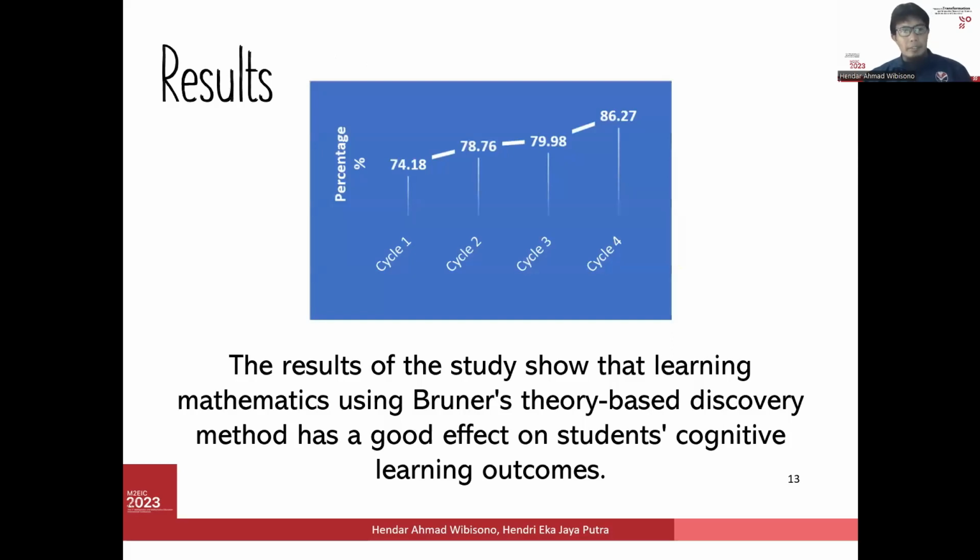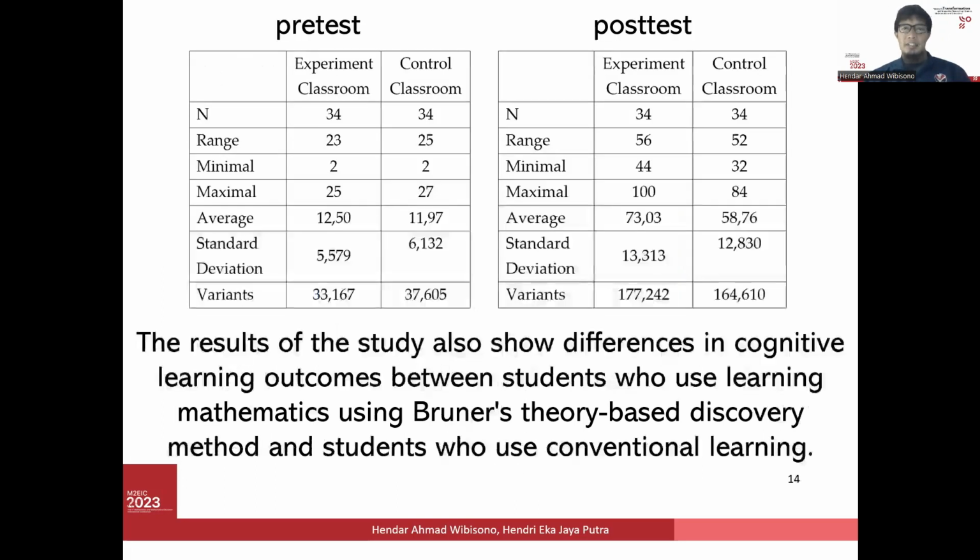And take a look, the result of the study shows that learning mathematics using Bruner theory-based discovery method has a good effect on student cognitive learning outcomes. Yeah, thank God, my method really works. In the first cycle, there's no result yet, but in cycle 2, cycle 3 until cycle 4, there are significant research results.